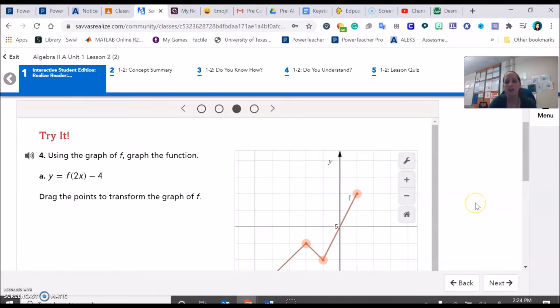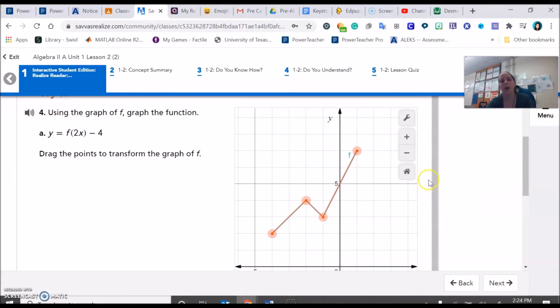All right, here is the try it. Using the graph of f, graph the function y = f(2x) - 4. Drag the points to transform the graph of f. The first thing I want to do is compress this by 2, and everything's going to be this way.